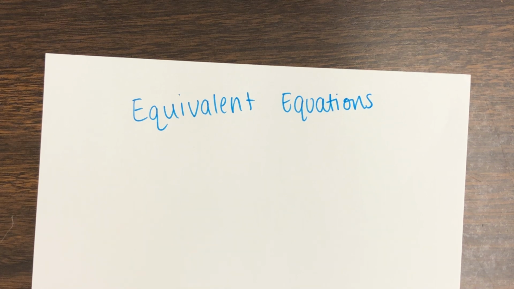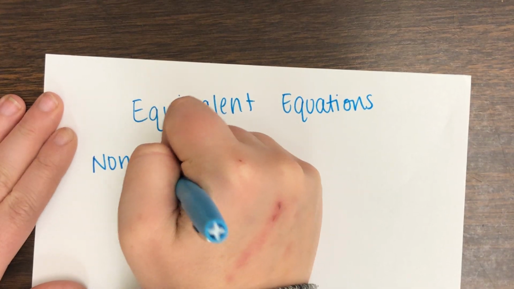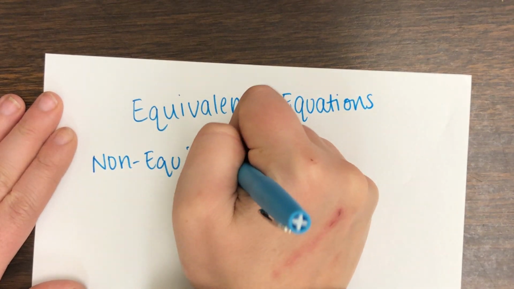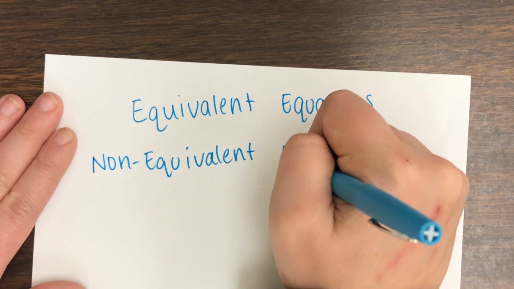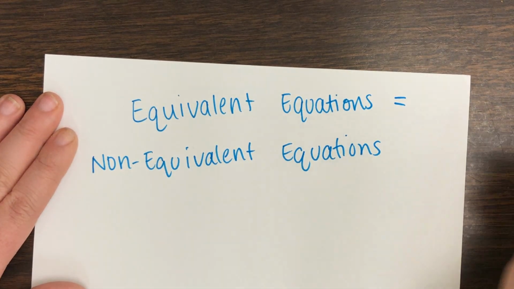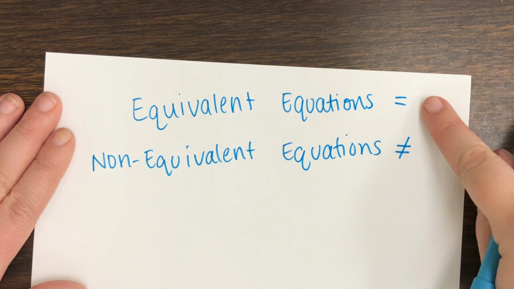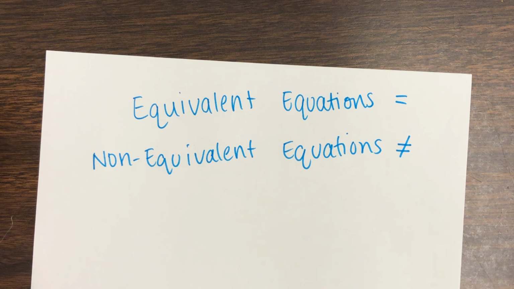We're going to do a couple more problems just because this is kind of a confusing topic. We are actually dealing with equivalent equations and also non-equivalent equations as well, because one of those means to be equal and one of these means to not be equal. So we are looking at both of these signs today, and we're going to figure out what sign goes with what problem, okay?